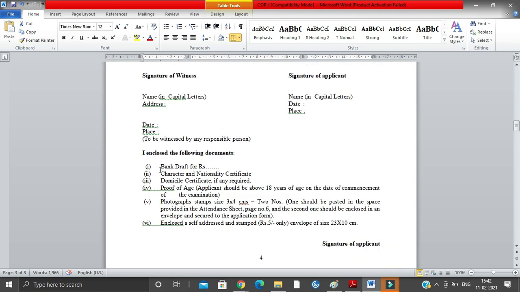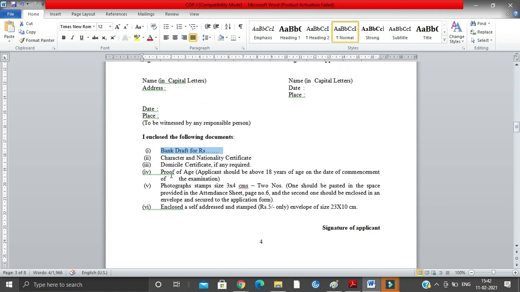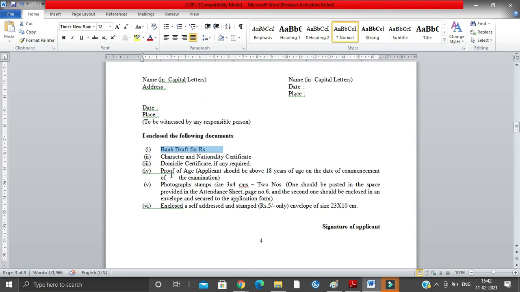Instead of bank draft, you have to send the transaction receipt. Okay. Character nationality certificate is already given in this COP1 form, so no need to worry about it. Domicile certificate, if you have, then you have to attach that. DOB certificate, date of birth certificate, you have to attest. And highest qualification, because that is not written here, but whatever the qualification you have, that also has to be attached here.